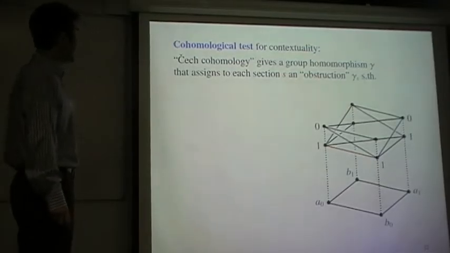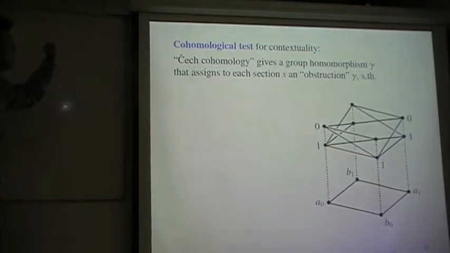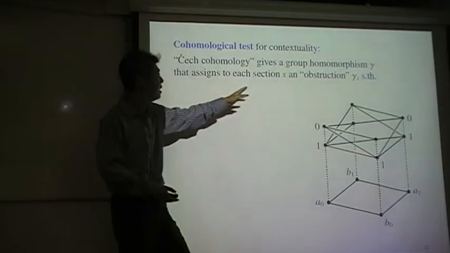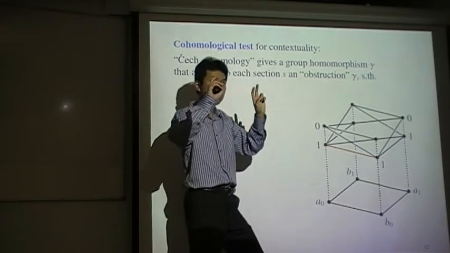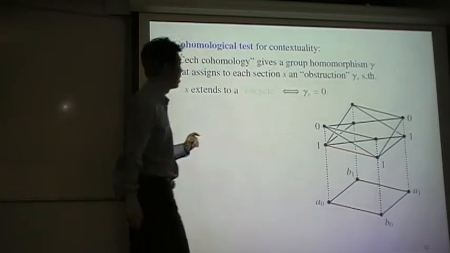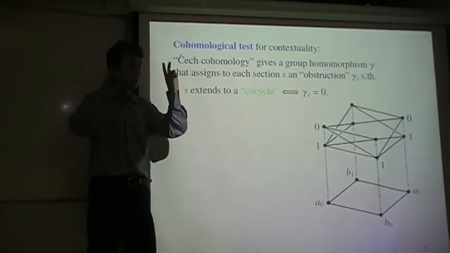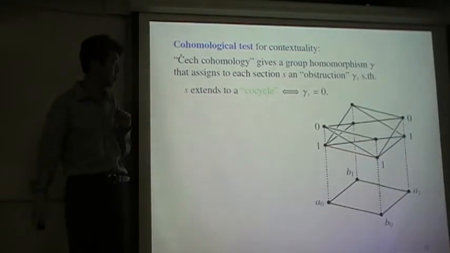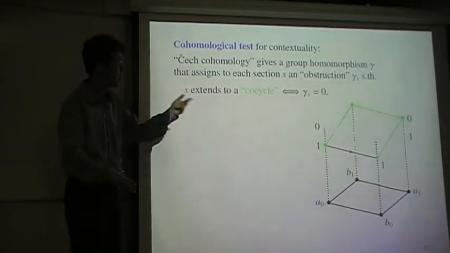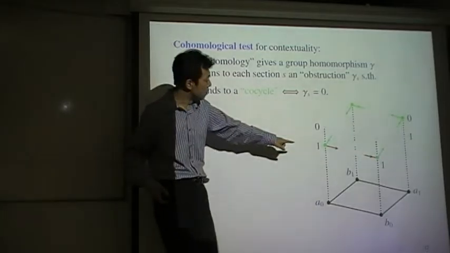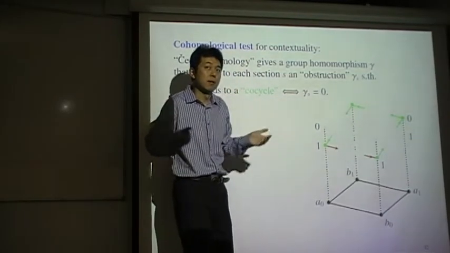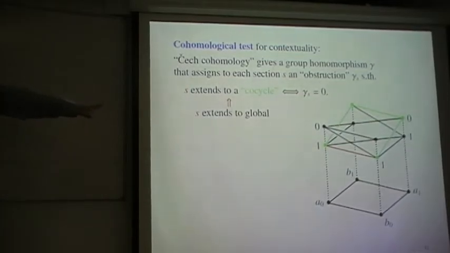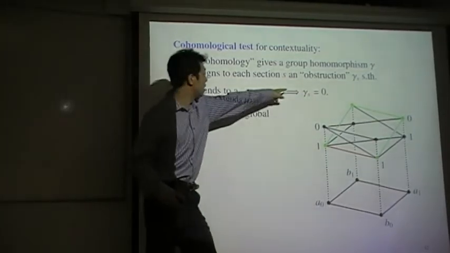Now, given this, I can give you sort of a homological test for contextuality using Čech cohomology. That allows you to have this homomorphism that assigns to each section s a so-called obstruction to global section, gamma sub s, such that this section extends to a whole cycle if and only if that obstruction vanishes. So whole cycles are something like this. This is a family of sections such that whenever they intersect with each other, the numbers of ins and outs match, right? So obviously, global sections are all whole cycles.